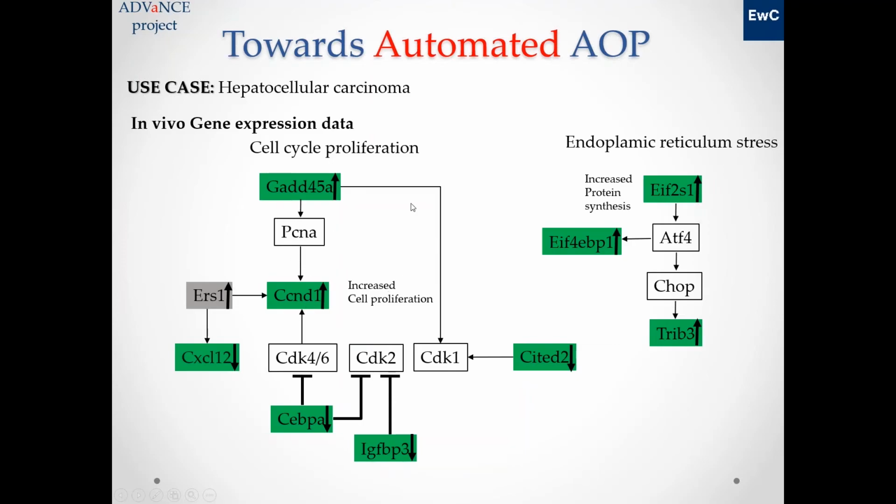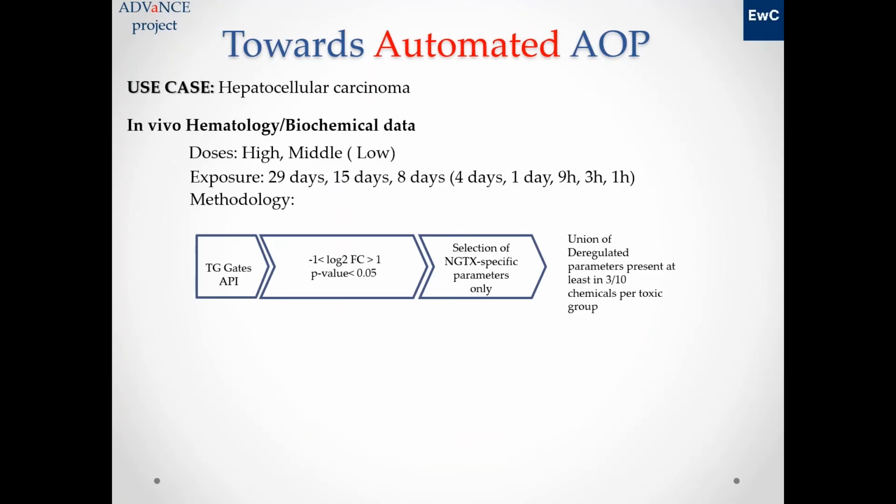So what we could see is that we have 2 main processes which are interesting. This is cell cycle proliferation and endoplasmic reticulum stress. The third process in both was on apoptosis, but there was only 1 gene which was selected.